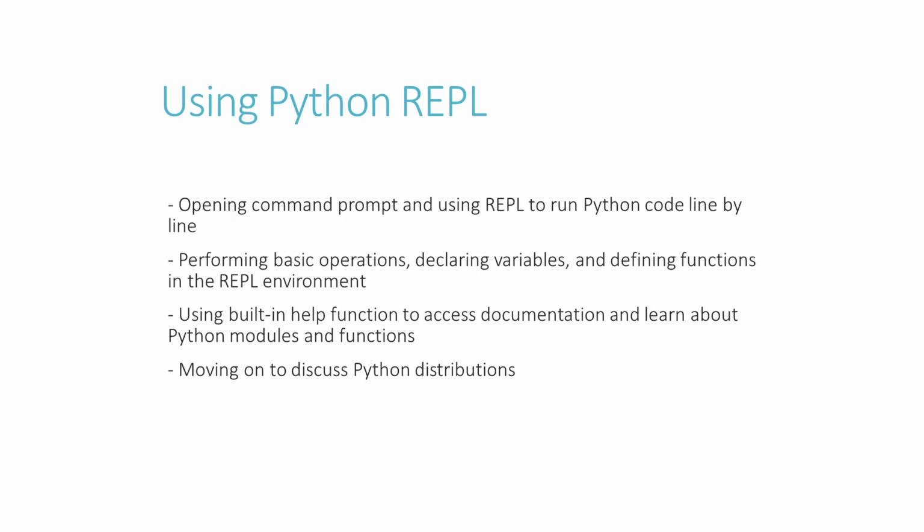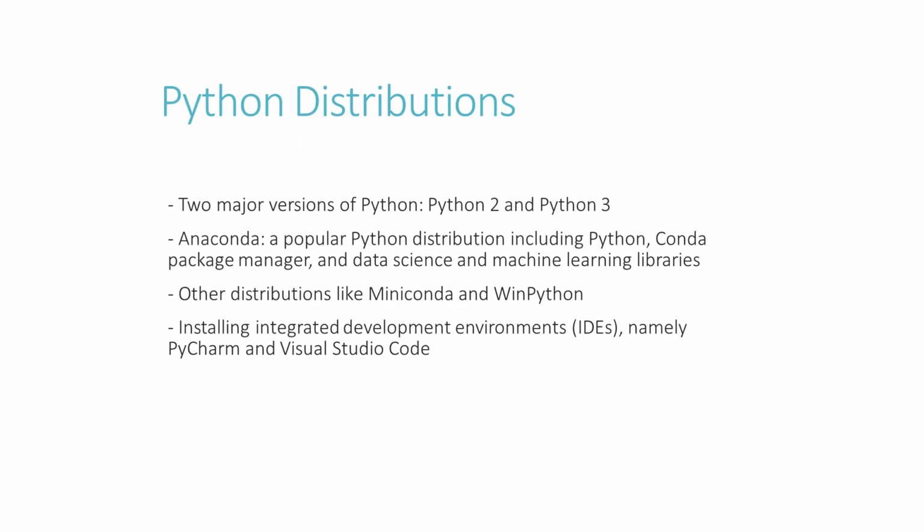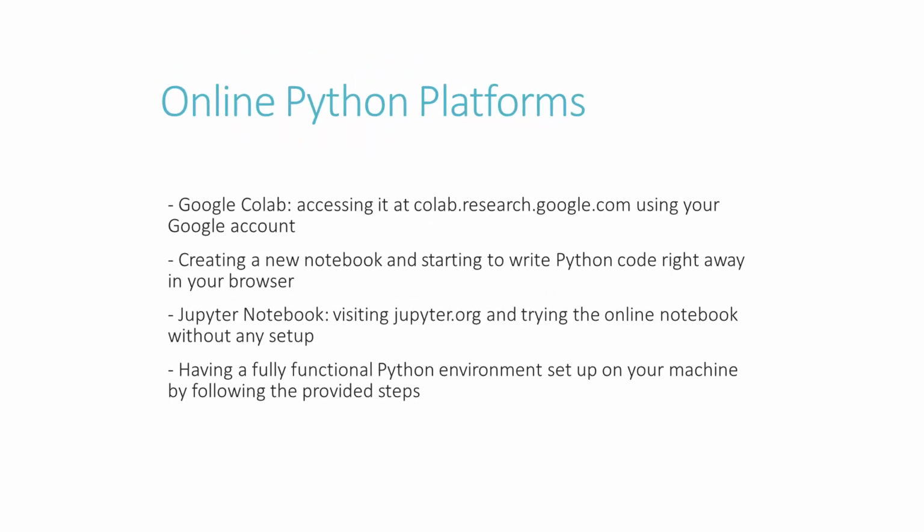Next, we'll be talking about Python distributions. So Python has two major versions, Python 2 and Python 3. Anaconda is a popular Python distribution that includes Python and Conda package manager and a collection of data science and machine learning libraries. And there are also other distributions like Anaconda and WinPython. Next, we'll be installing integrated development environment, namely PyCharm and Visual Studio Code. And we'll take a look at online Python platforms like Google Colab.